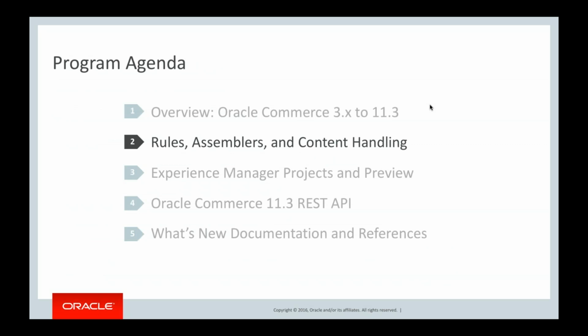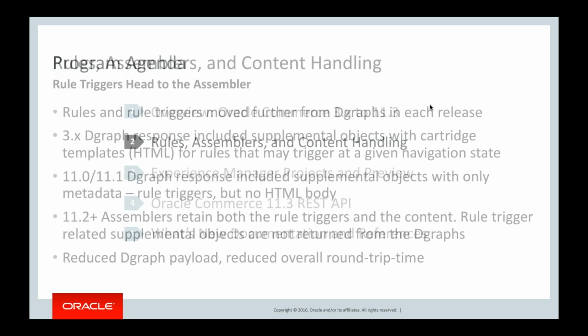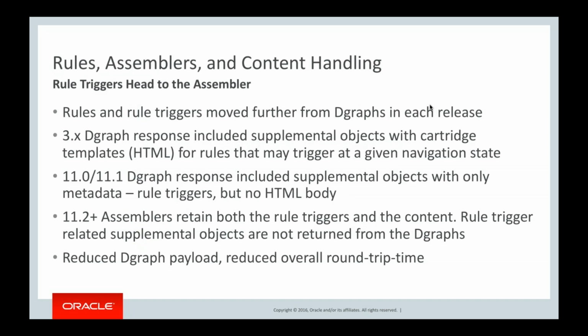So next, let's have a conversation about rules, assembler, and content handling. So kind of touched on this a little bit before. Rules, we're moving away from including the rules or rules triggers in the D graph. We're trying to push that information out into assembler and store that information there. The advantage there is that the size of the response, where the D graph comes back with a response, trying to get it under 200K. The size of the response is much smaller.